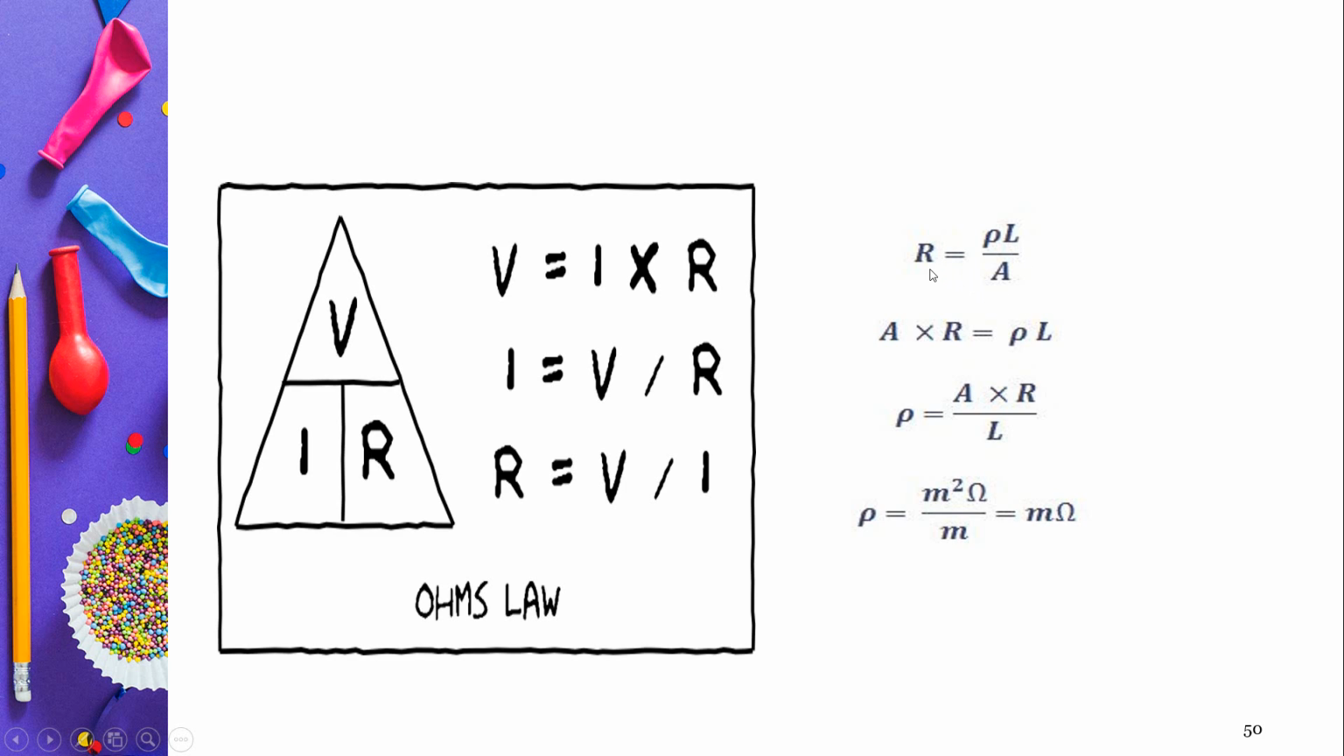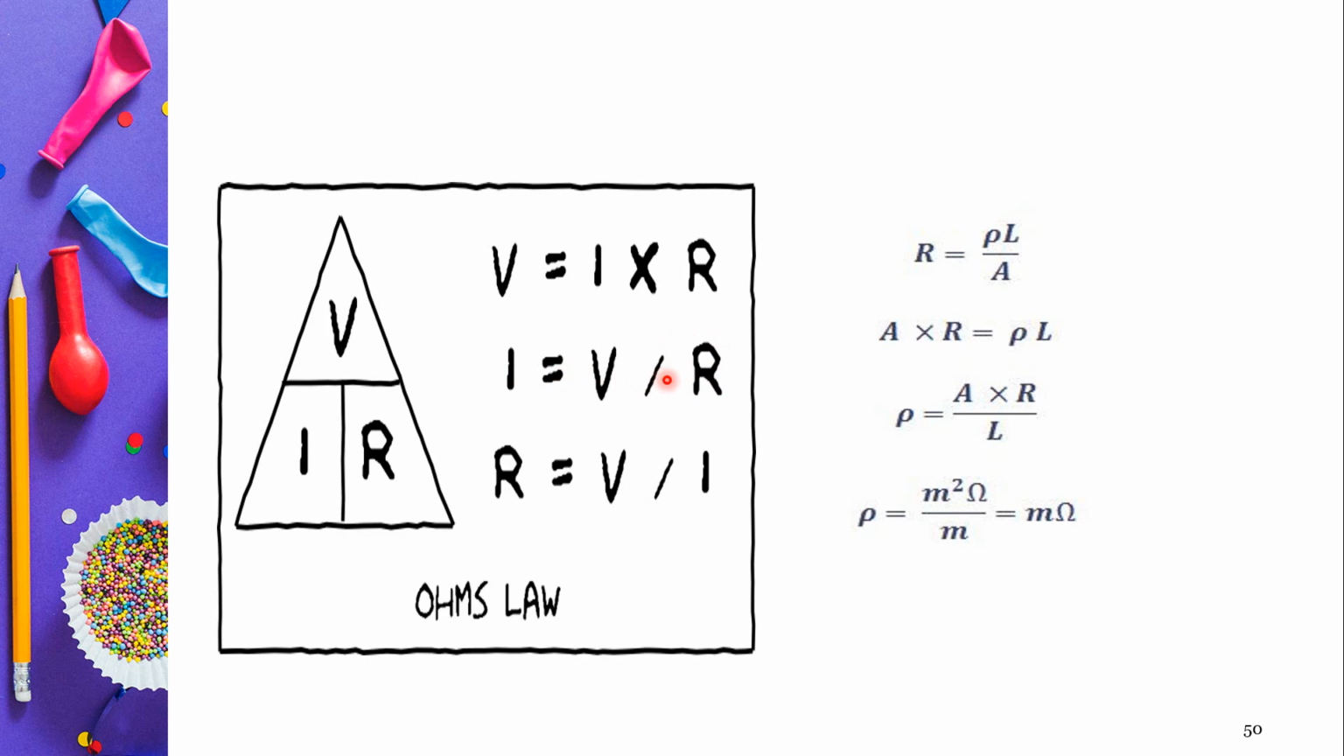If you cross multiply, A into R equals rho L. In this formula, I kept the A constant and shifted this R. Means the formula becomes A equals rho L divided by R. So 1 divided by R means A. See here, 1 divided by R means A.